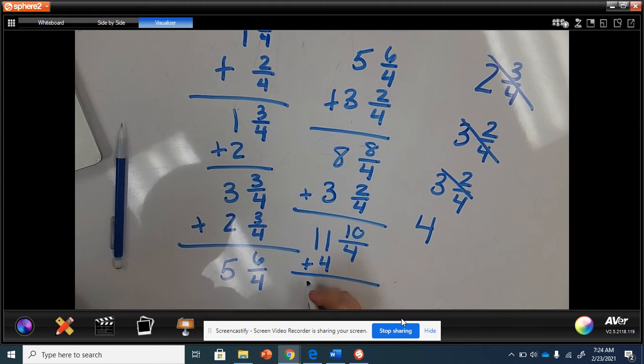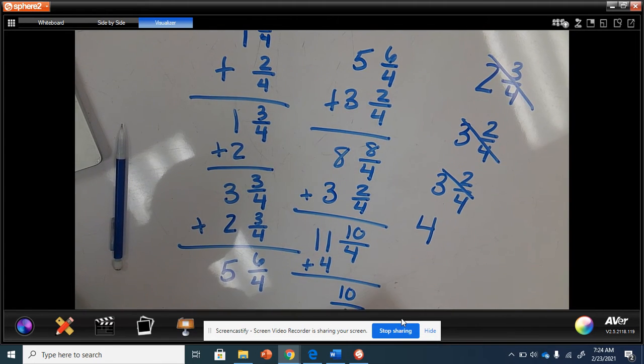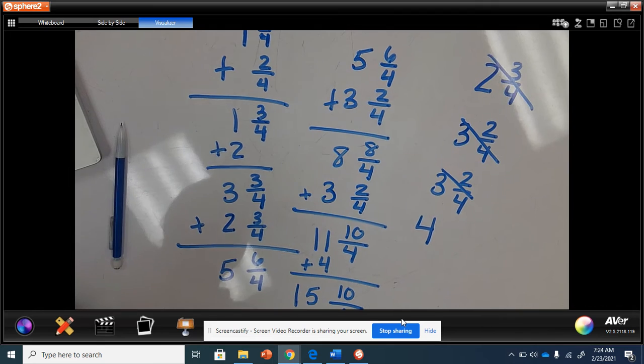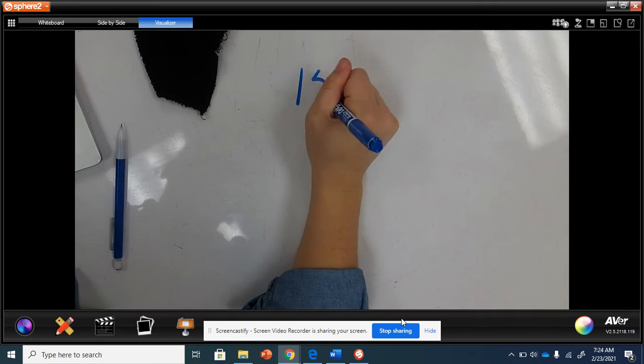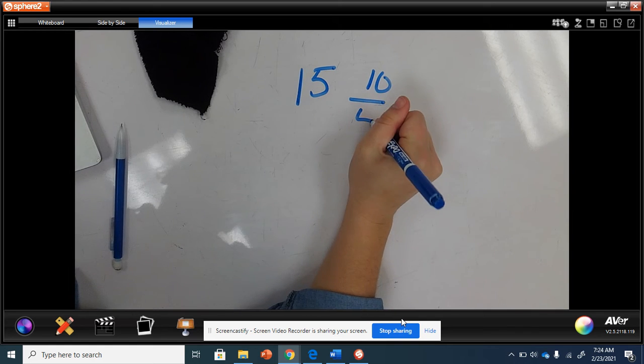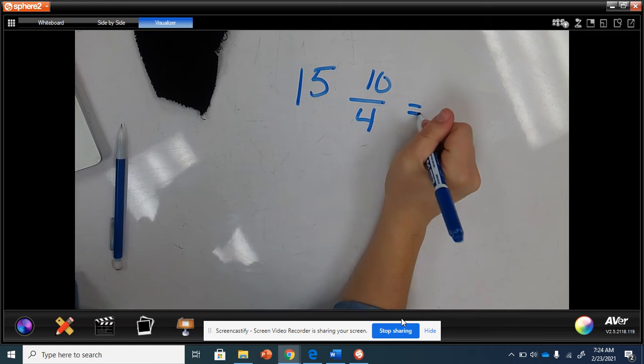That would be 10/4. And 11 plus 4 would be 15. So now I have 15 10/4, if you could see that. So I'm going to erase this and change 15 10/4 into a proper mixed number.